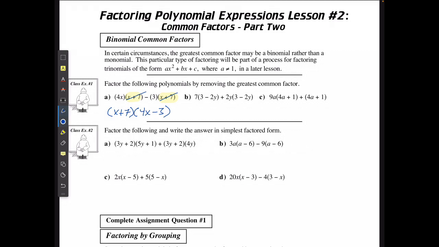I can do the same thing in the next set. I can see that if I have 7 times 3 minus 2y plus 2y times 3 minus 2y, the 3 minus 2y is the same in both cases. And I have 3 minus 2y is what I'm factoring out, and then I'm going to group together what is left over into its own brackets, 7 plus 2y.